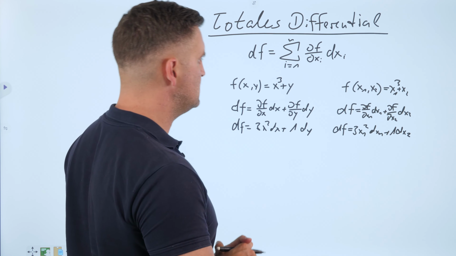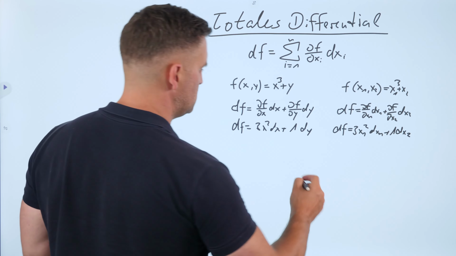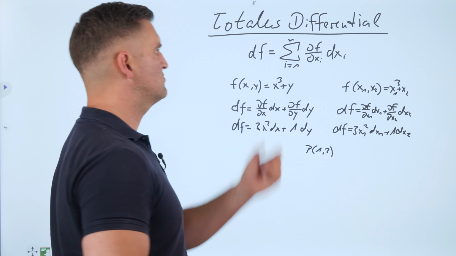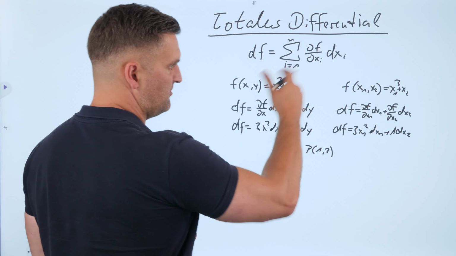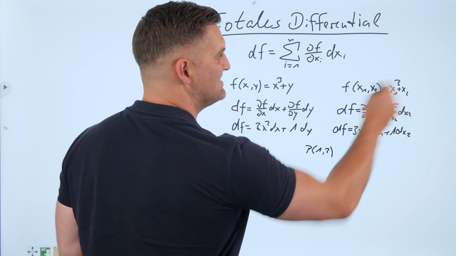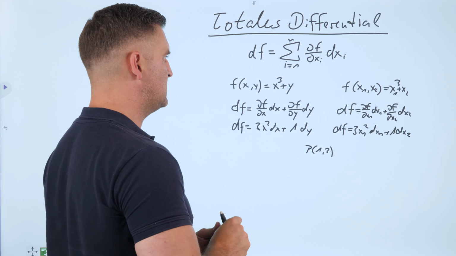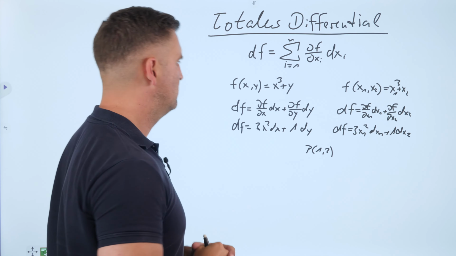I also have corresponding examples in the playlist. For example, if you take the point P(1, 2), then the total differential looks like this. Yes, what happens if you move minimally in this case with respect to x and y, or x1, x2? How does the function value change as a result?